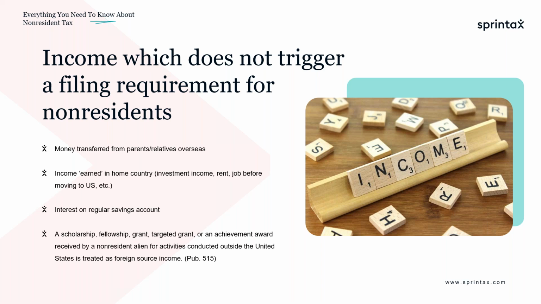Lastly, this may not apply to many J1 visa holders, but just to include it just in case, if you got a scholarship, fellowship, grant, targeted grant, or achievement award for activities conducted outside the US, this is generally considered foreign sourced income. And as I've touched on a couple of times, if you are a non-resident for tax purposes, you're generally only taxed on and required to report your US sourced income. And just to mention, if anyone became a resident for tax purposes, you would be taxed on and required to report your worldwide income.